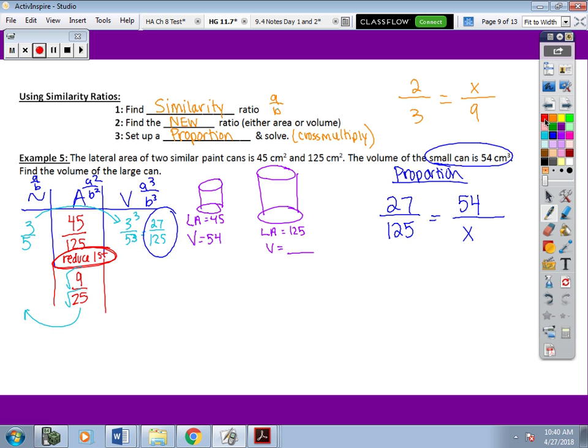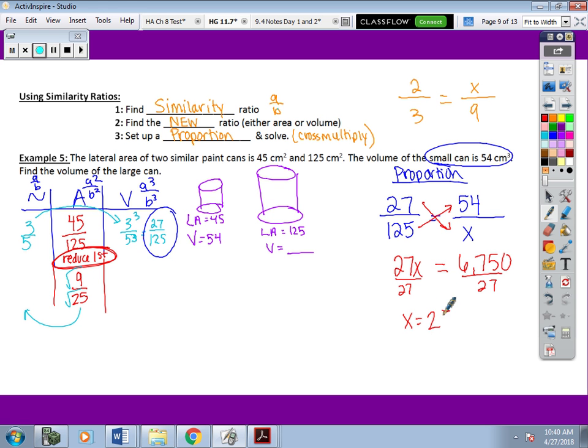Now we take the cross product. So 27 times x equals something big. And then we undo multiplication with division.